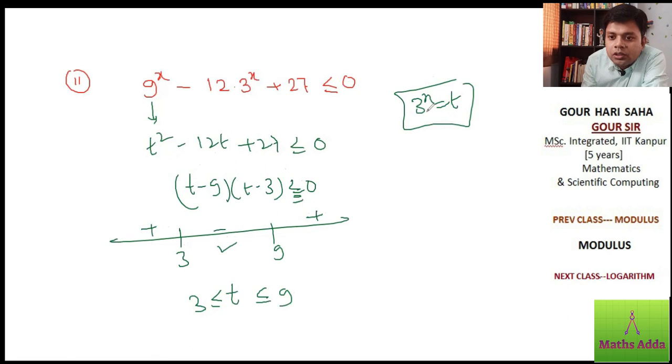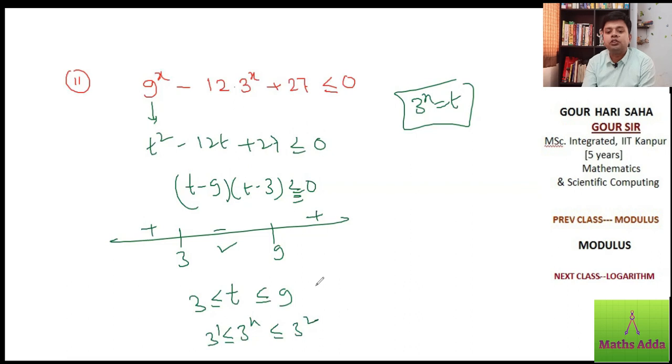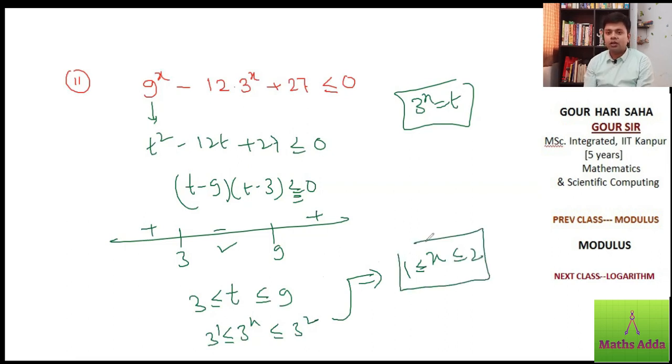So now t is 3 to the power x. 3 here and 3 square here, it is 3 to the power 1. So base is what? Base is more than 1, so you remove base and write the answer here. Answer is x is between 1 to 2. So you got the answer for the second inequality. So this is what we will be dealing with in exponential inequality.